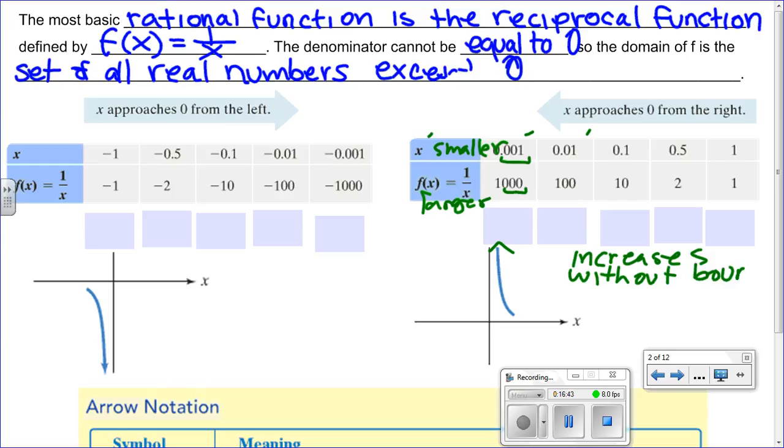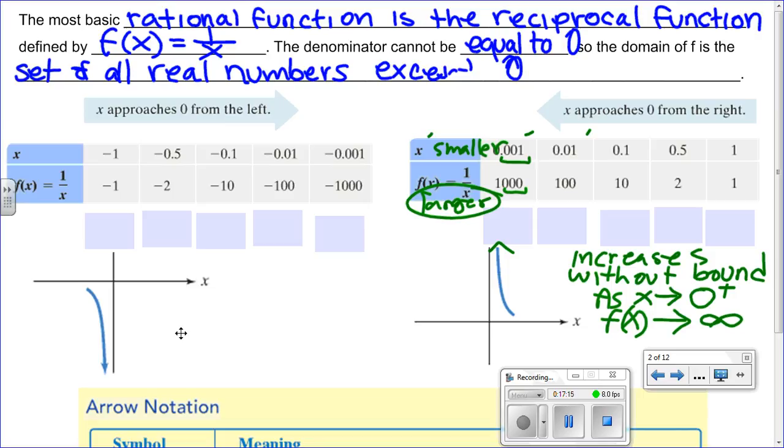And so essentially what happens is that as the x value gets closer to 0 from the right, that's what that little plus means, then the function value increases, right? It gets larger, so we say that it goes to infinity. That's what increases without bound means.